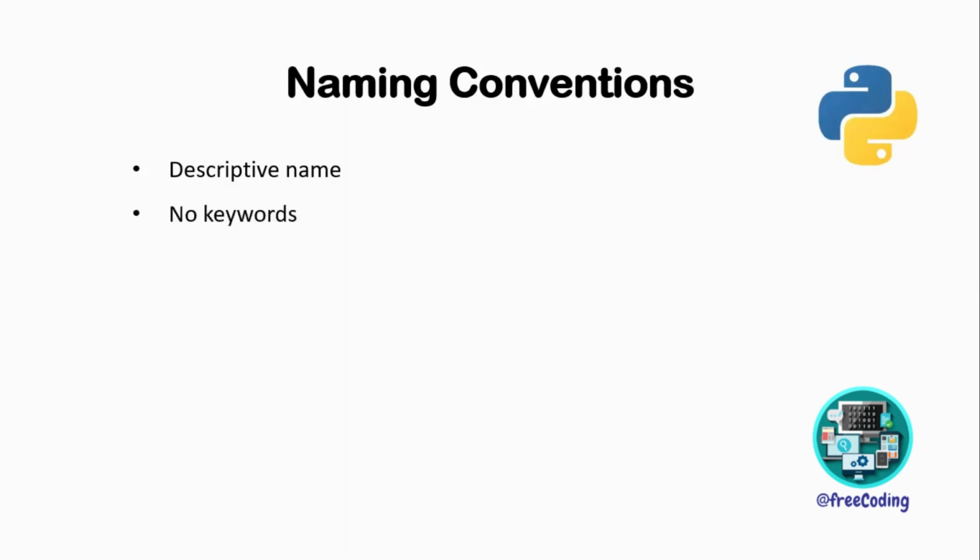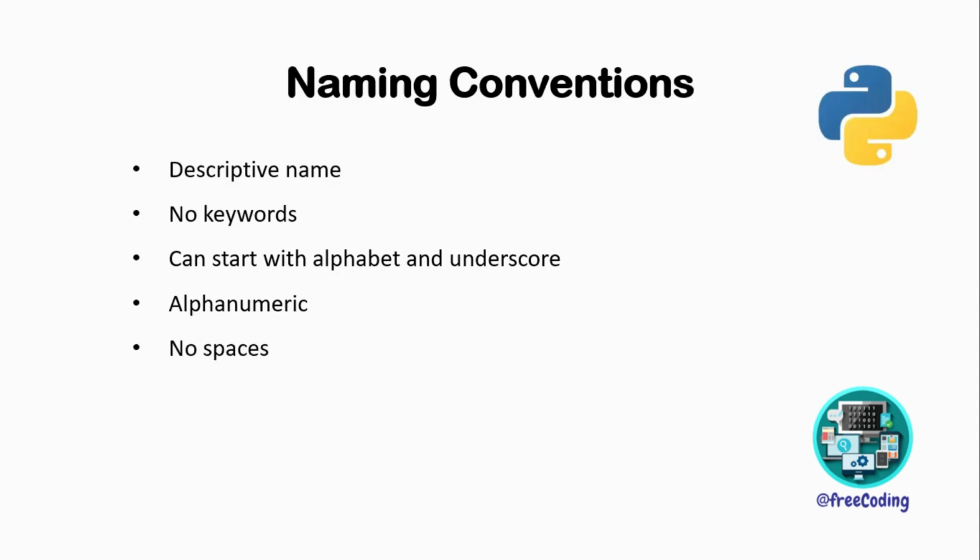And next is no keywords, which means your variable name should never be a keyword that's already available in Python. It has to be a unique name, or else your interpreter would throw an error. And it should start with an alphabet or an underscore. It could never start with a number. Your variable name can contain alphanumeric characters, and even underscore is possible. No other special characters are allowed in your variable name. And no spaces. No variable name should contain any space.